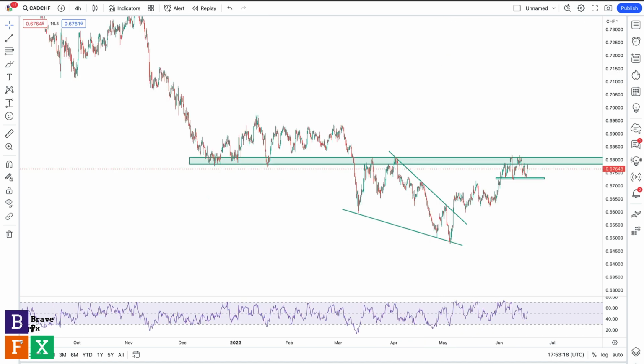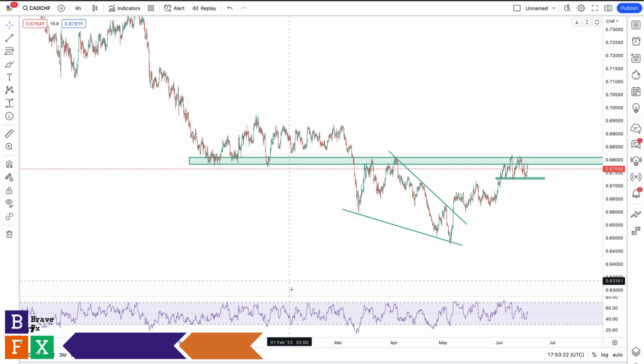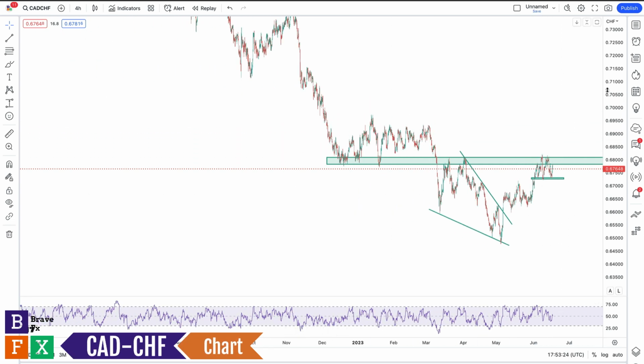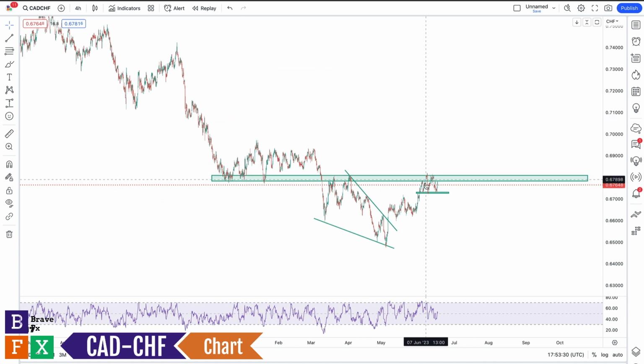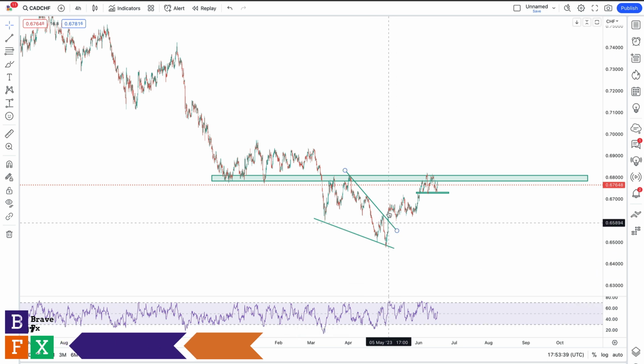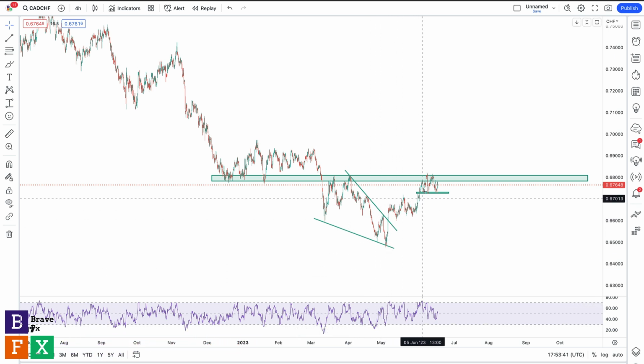So lastly, we're going to talk about CAD-CHF. This is a very interesting chart. Obviously, we're in a downtrend, right? We're in a solid downtrend, lower highs, lower lows. We are currently trading around a significant area of value. Here we had a bullish divergence, lower lows on price, higher lows on RSI, right? So we had a massive breakout, consolidation, and a move to the upside.